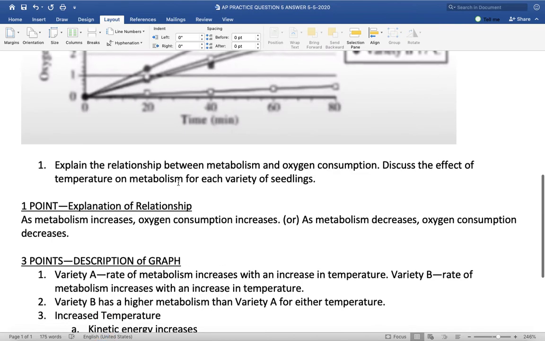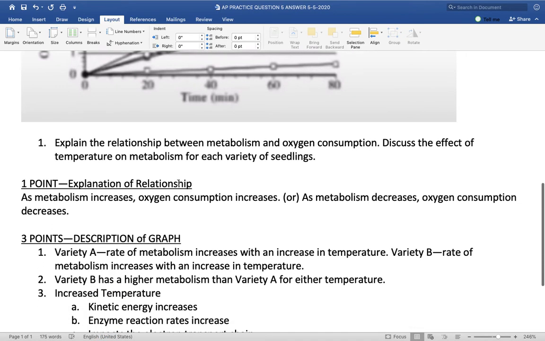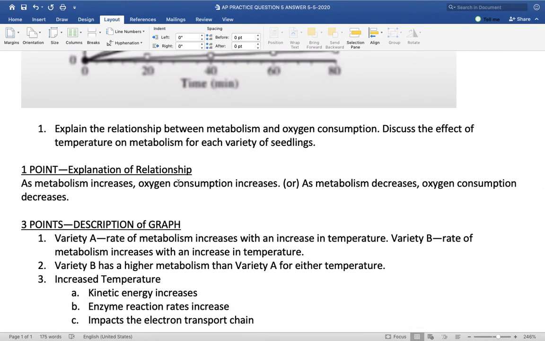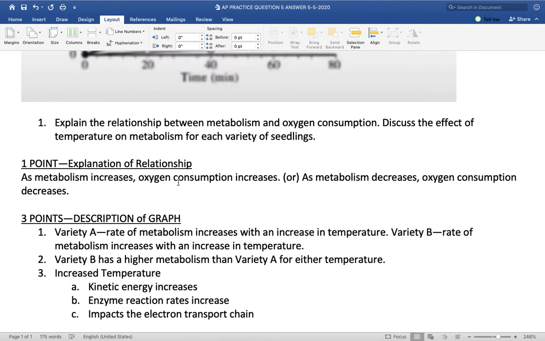And then finally, you can talk about how increases in temperature increase kinetic energy. So reaction rates will increase as enzymes will work better, and that will impact the electron transport chain in metabolism and the production of ATP. And so 4 points total.